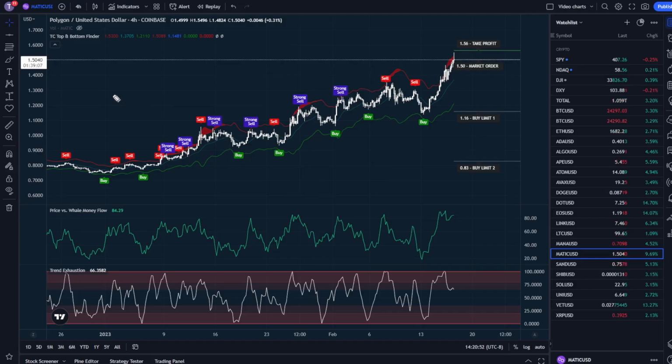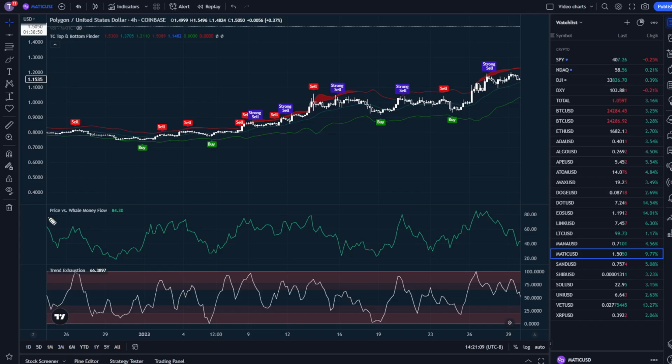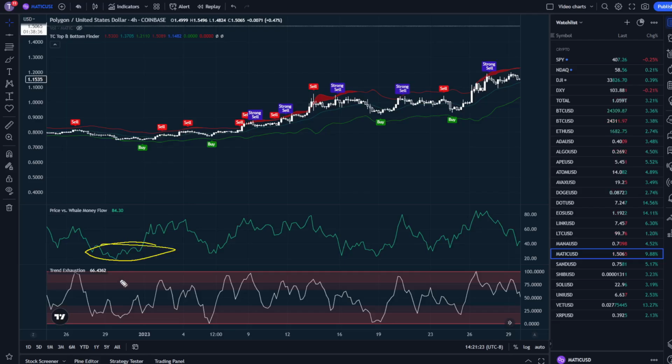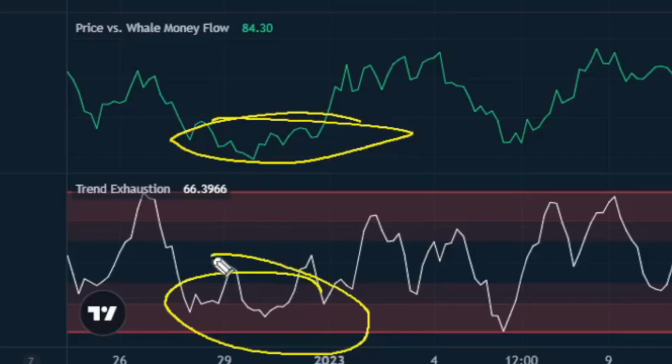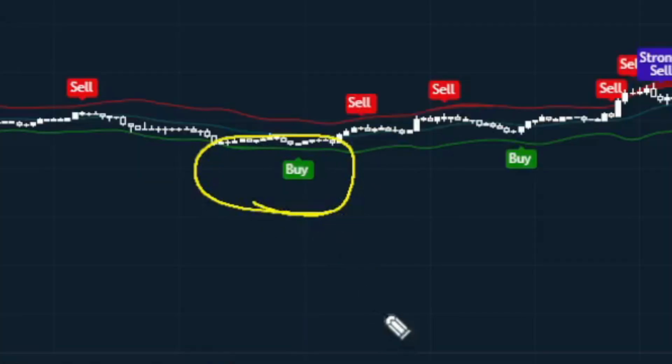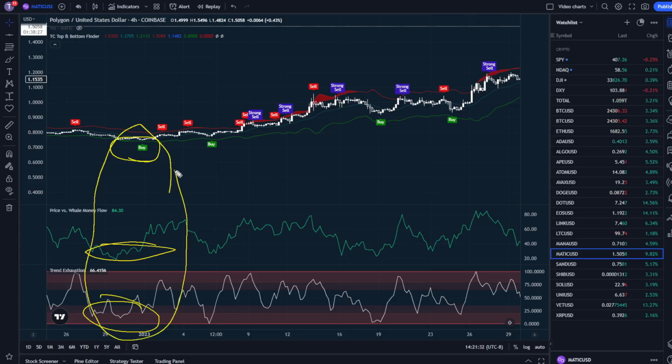First, let's talk about how you're going to enter the trades, the criteria you're going to look for when making trades. First, you're going to want to look at the price versus whale money flow. This is the indicator I like to watch before making any entries. This is the first line of defense for me. What you're looking for is for the price versus whale money flow to be low on its chart. And from there, you're going to check then if the trend exhaustion is low on its chart. If it is, all you look for after that is a buy signal. And when you get all 3 of these, that's when we're making our long trade entry.